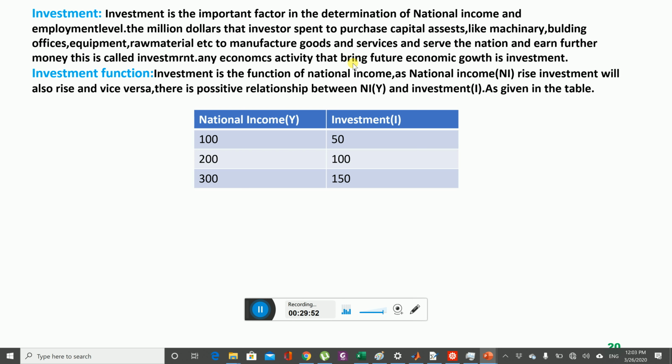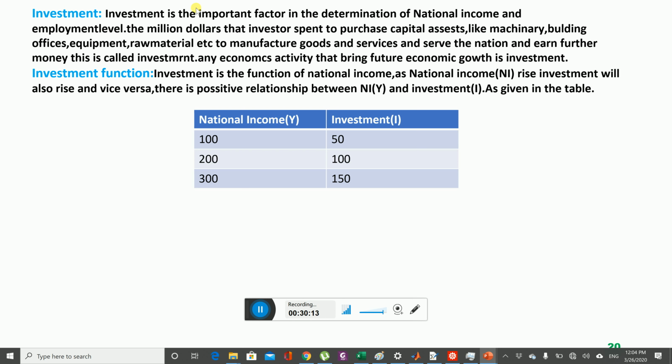Any economic activity that brings future economic growth is called investment. It means any activity that increases aggregate demand, aggregate supply, aggregate employment level, price level, interest rate, investment magnitude, any economic activity which causes growth in the future, that economic activity we call investment.